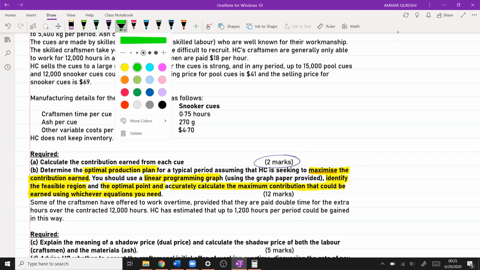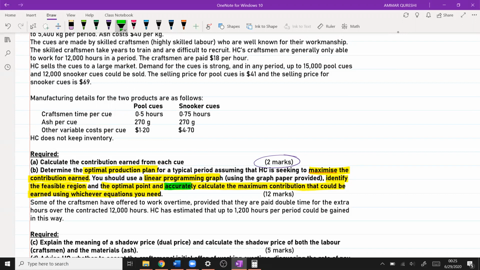Now, the important point here is that you have to accurately calculate the maximum contribution. That means you must calculate points very accurately. What the examiner is trying to communicate is that you have to use linear simultaneous equations. You cannot do it like, okay, fine, approx 1,000 units are here, approx 2,000 units are here. You cannot do it like this. So let's just start with the question and see what we have here.